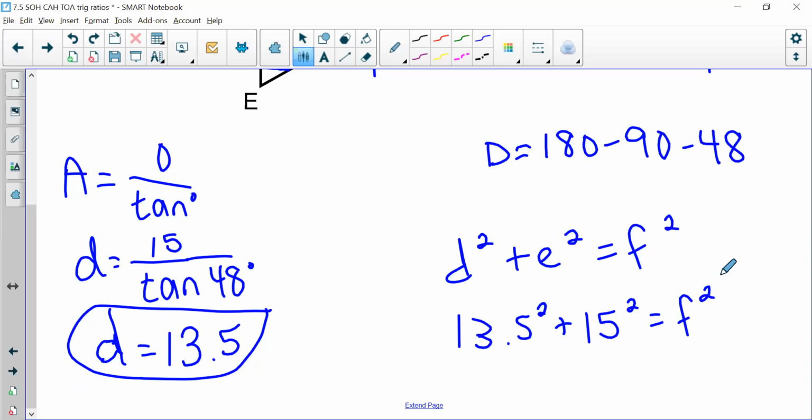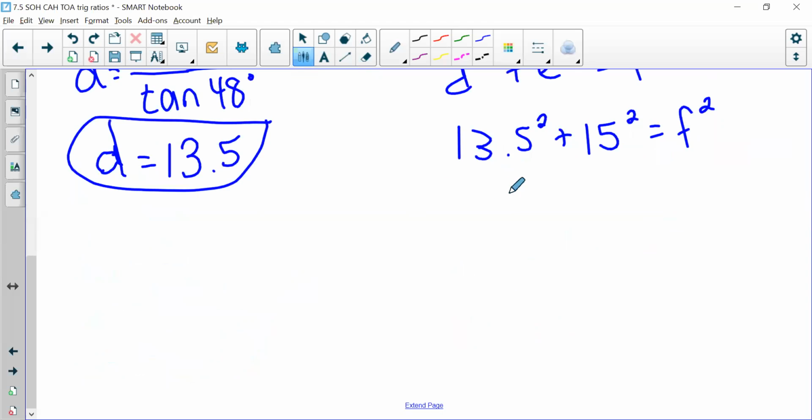What's 13.5 squared plus 15 squared? 407.25. Good. Now that's not obviously the length of side F. So what do I have to do to get F? Square root it. Very good. Nice job. Some of you guys are putting that in the chat to me. That's awesome.